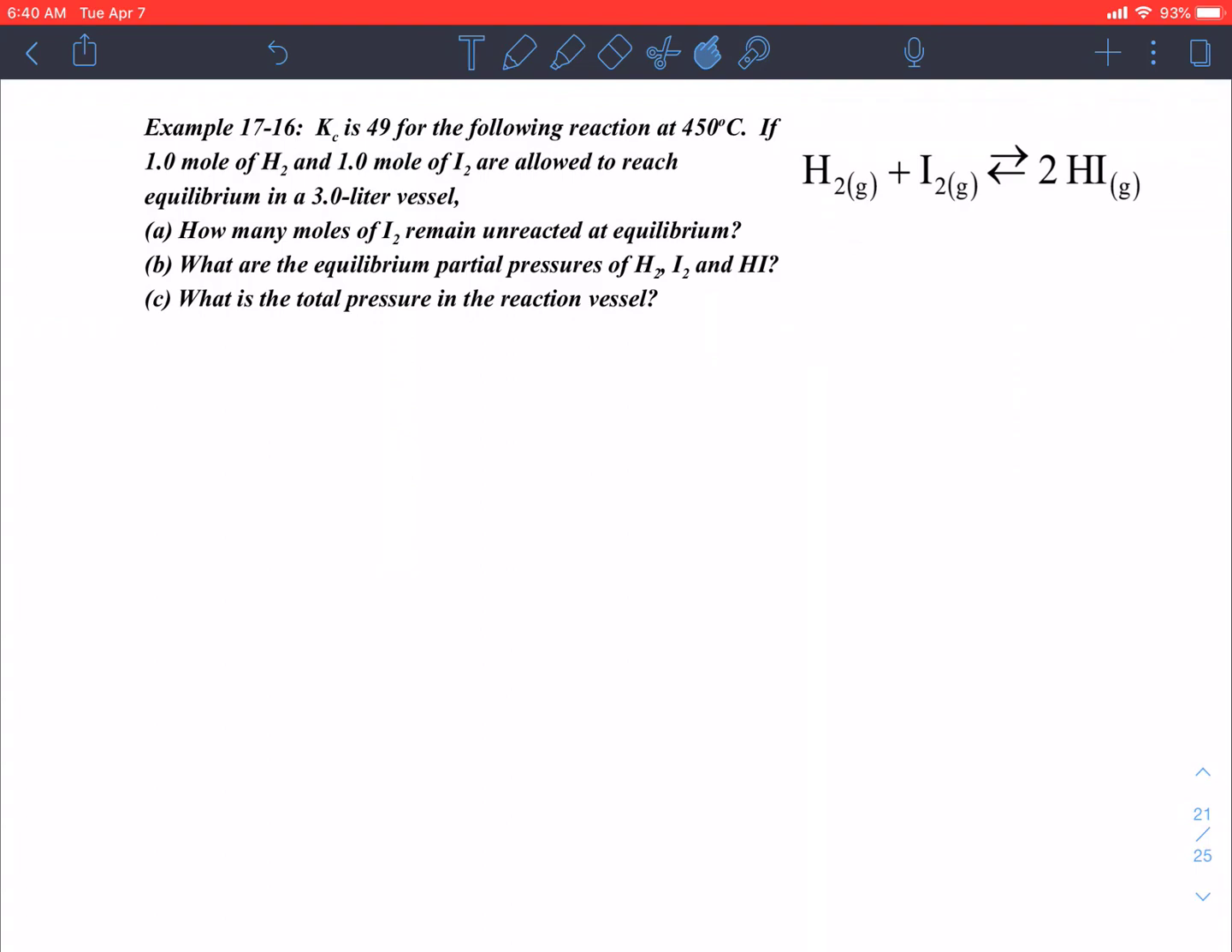Okay, moving right along. Feel free, if you want, to pause the video and try to do it beforehand, you're more than welcome to. Okay, so 1716. Kc is 49 for the following reaction at 450. There's your reaction right here. If 1 mole of H2 and 1 mole of I2 are allowed to reach equilibrium in a 3-liter vessel, A, how many moles of I2 remain unreacted at equilibrium? B, what are the equilibrium partial pressures of H2, I2, and HI? And C, what is the total pressure in the reaction?